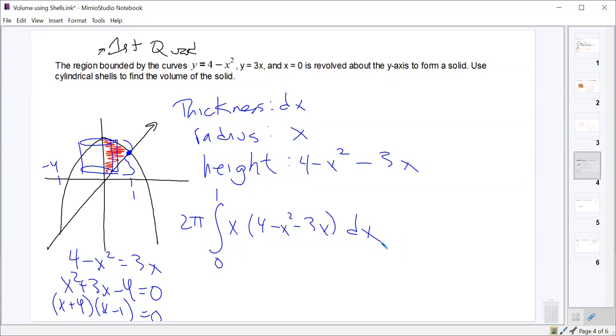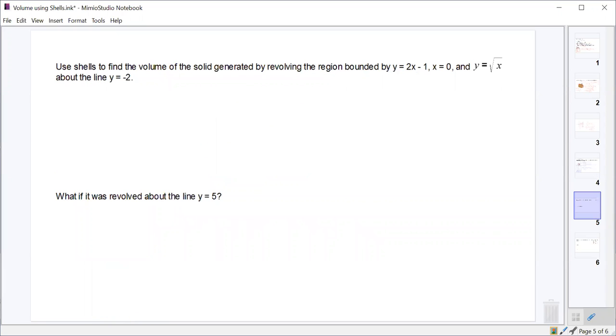Do we want to evaluate it? Are we okay with it? What is that? You're good? Yeah. I think we could distribute the x through and integrate. I mean, it's just a polynomial. So it should be pretty easy to do. Any questions there? Zoom, good? Good. All right, let's take a look at this one.